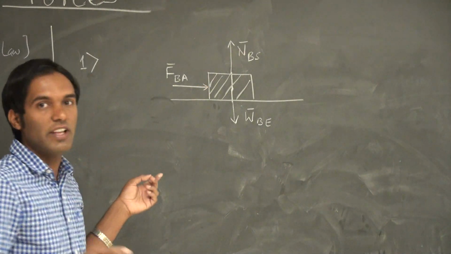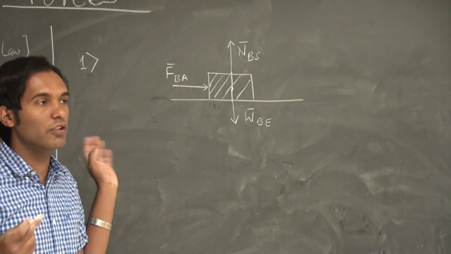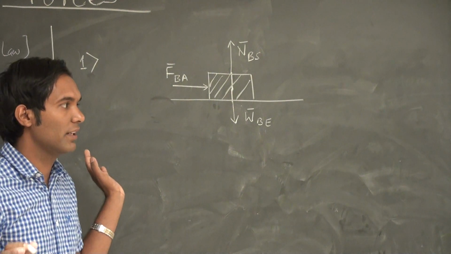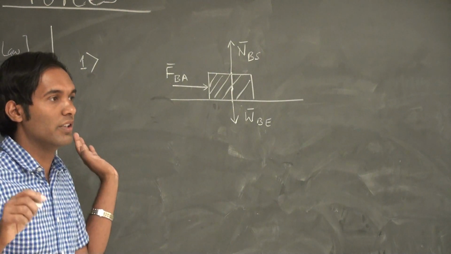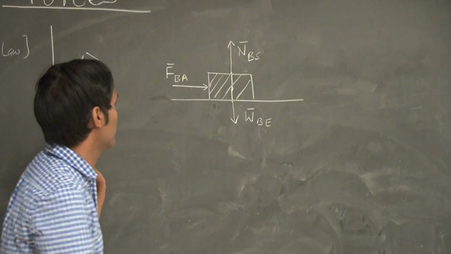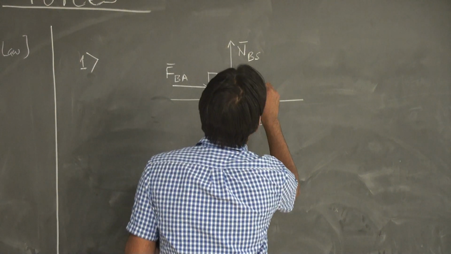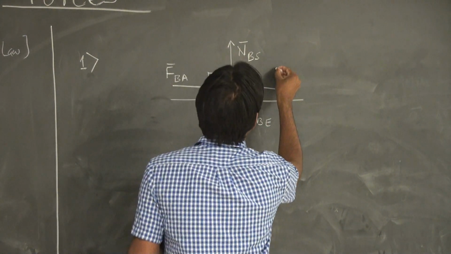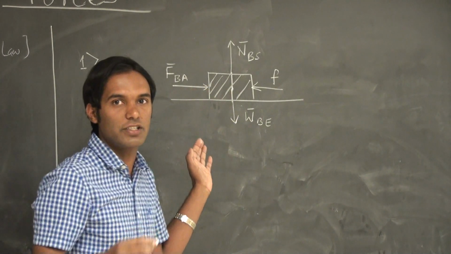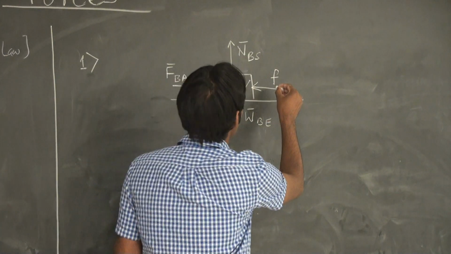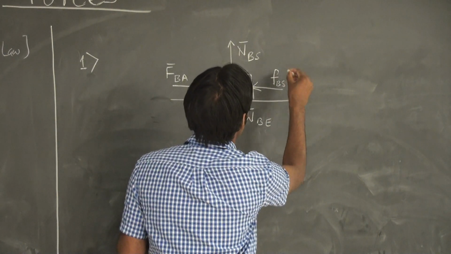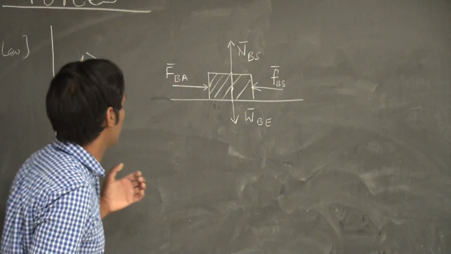And what about the other force? The other force is the frictional force, right? That is always opposite to the direction of the force you have applied. So this is the direction of the frictional force. I write down small f, the frictional force on the box due to the surface. So this is the frictional force.